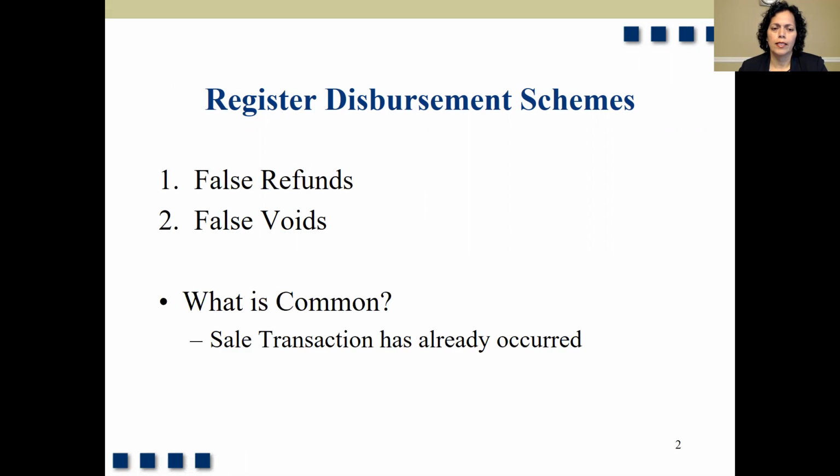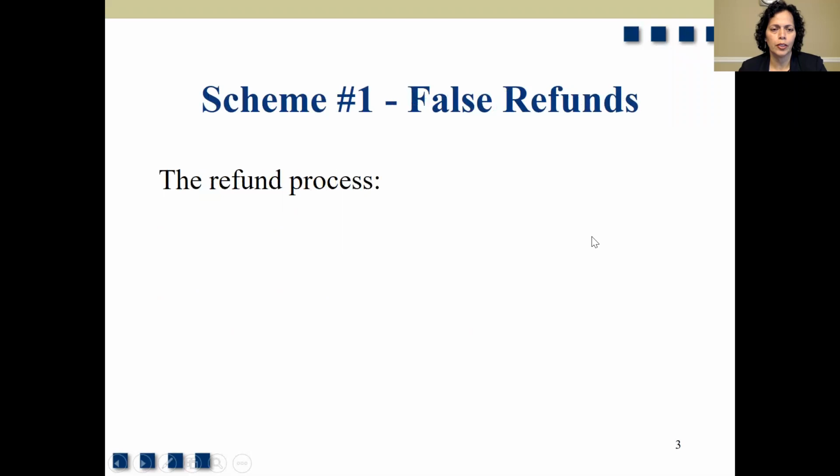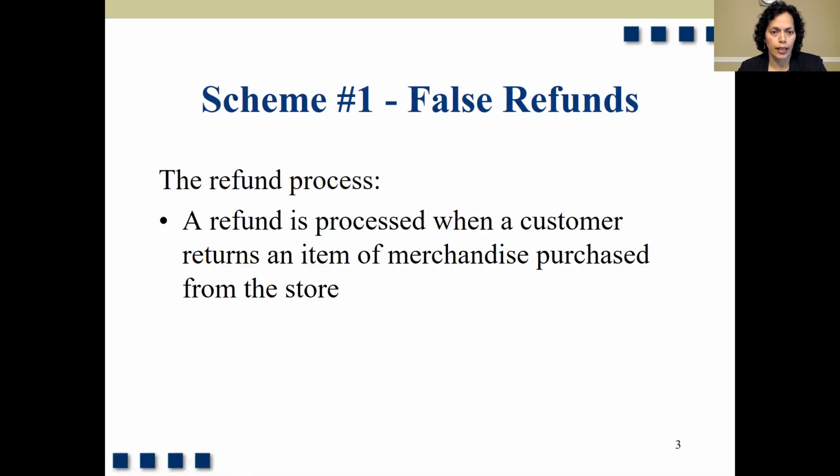In both of these cases, a sales transaction has already occurred. When you're looking at a sales transaction, the sales register, you're looking at cash receipts. We're not looking at cash disbursements, but that's exactly the schemes we're looking at in this chapter. So let's start with what a refund process actually looks like.